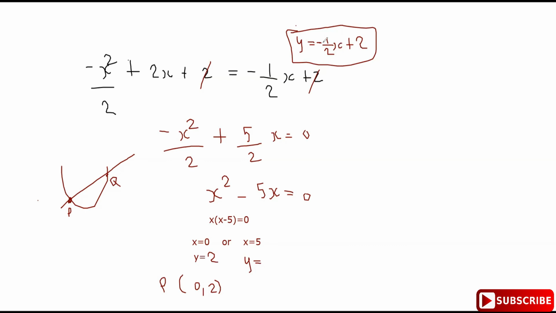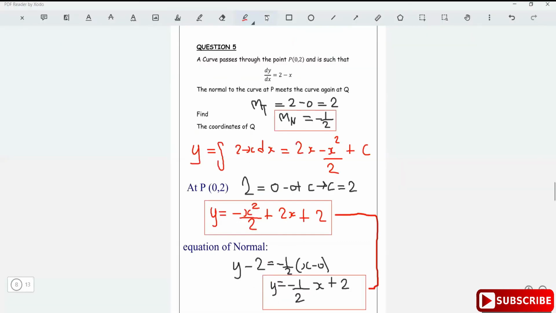So minus 5 over 2 plus 2, we get minus a half. So y equals minus a half. We can definitely write that Q is the point (5, minus a half). Nice and easy. Once we solve them simultaneously, Q is the point (5, minus a half). Easy.